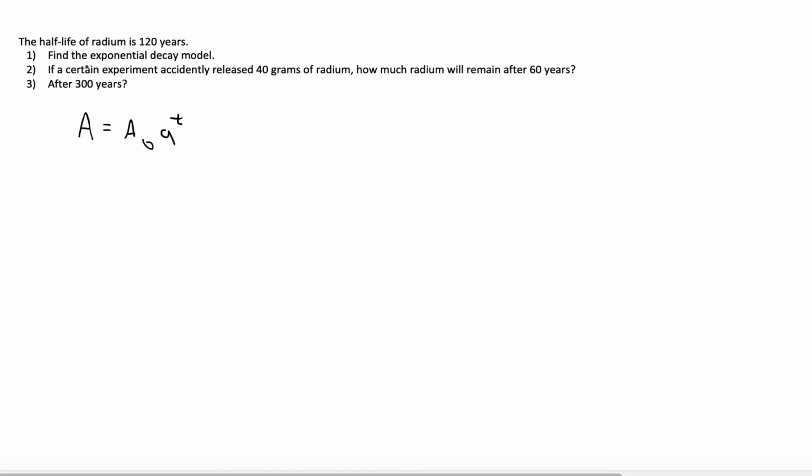Now, the key is that this is half-life. So what does that mean? It means that depending on the initial population, 120 years later, A should be half of this. So what do we mean by that? It means that A divided by A naught equals a to the t power, but this quantity should be half. So we get that 1/2 is equal to a to the 120, because the half-life is 120.